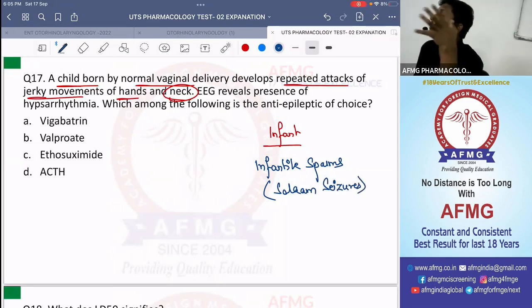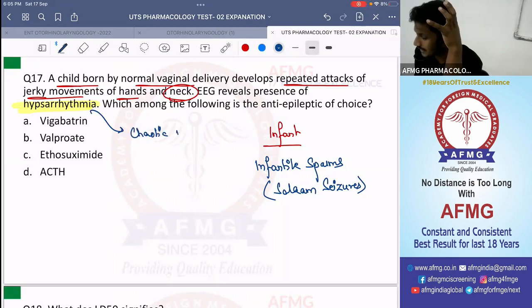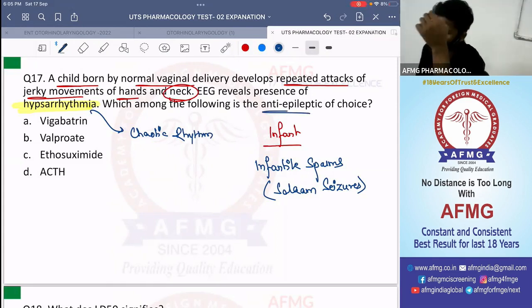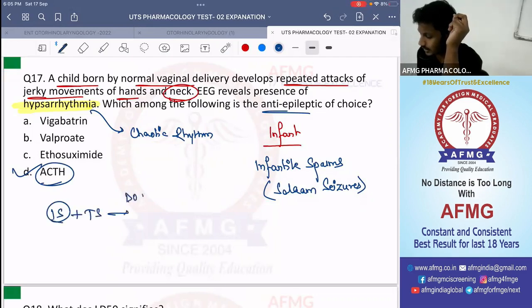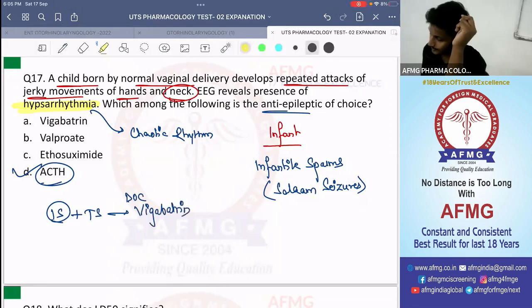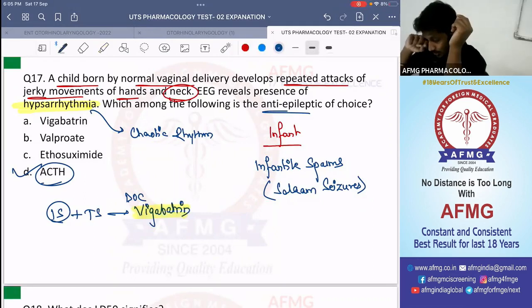Okay, and EEG confirms our diagnosis because the EEG is showing hypsarrhythmia. Hypsarrhythmia is nothing but a chaotic rhythm in all the EEG leads. Which among the following is the anti-epileptic of choice? Answer is injection of adrenocorticotropic hormone, that is the ACTH. And we have discussed, whenever the patient will have infantile spasms with tuberous sclerosis, then the drug of choice would be vigabatrin. Okay, then your answer would change.